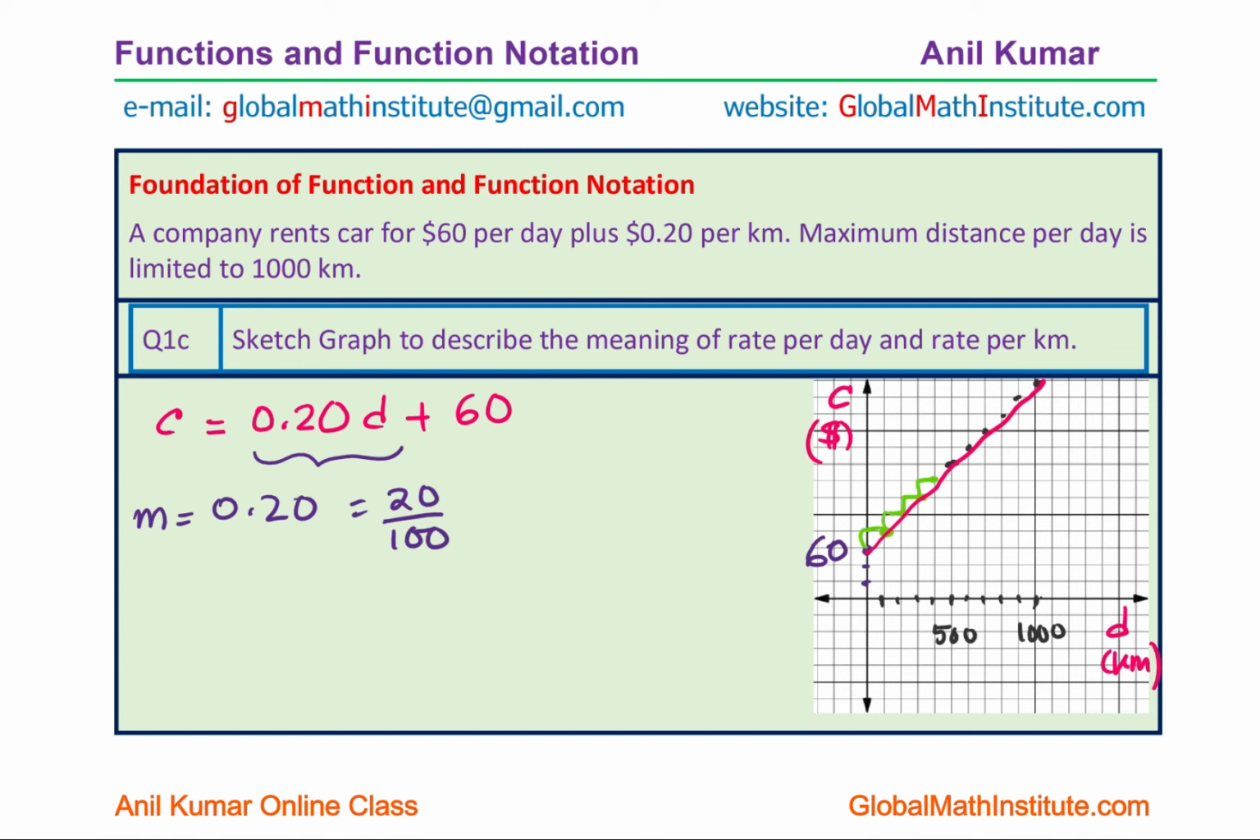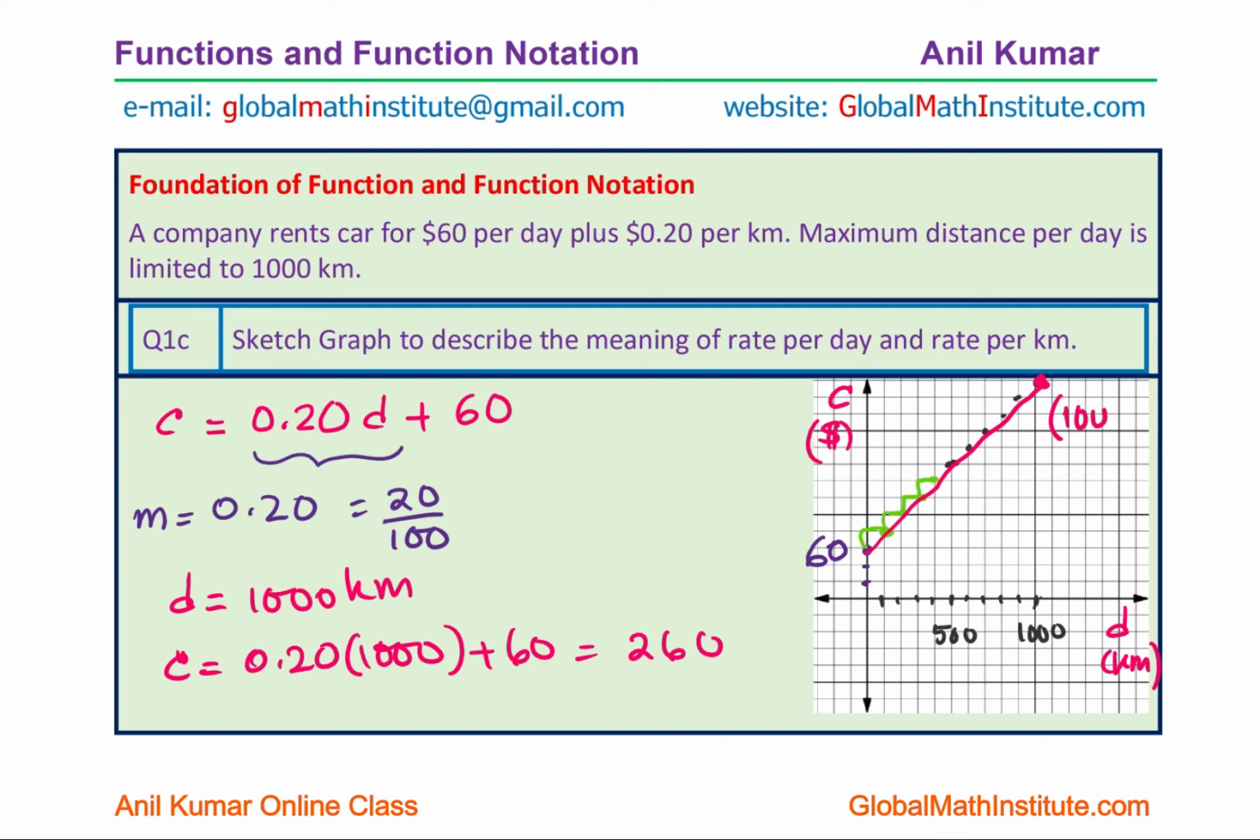That becomes the relation between the cost, how it is dependent on the distance traveled. You could also calculate, for example, if distance traveled is 1000 kilometers, in that case, the total cost will be 0.20 times 1000 plus 60. That is 200 plus 60, which is 260. So we get to this particular point, which is 1000 kilometers and $260. Make sense?